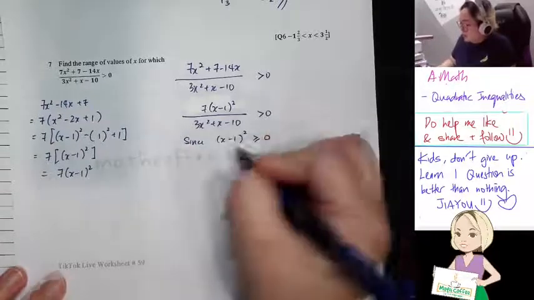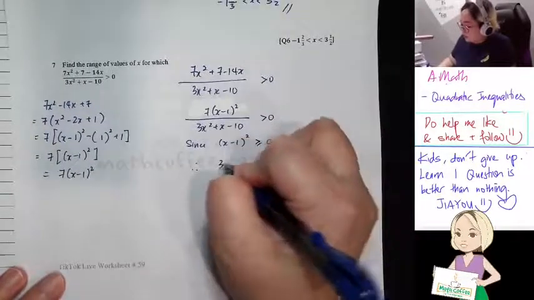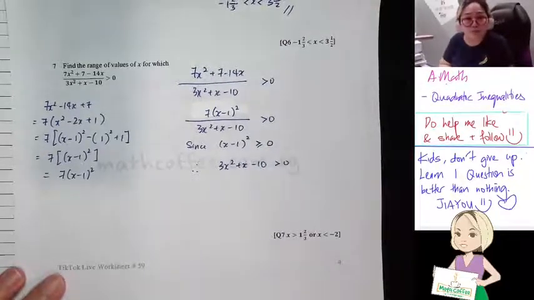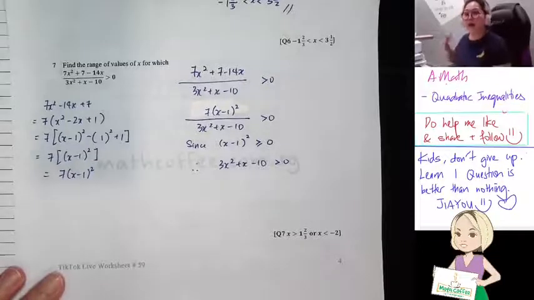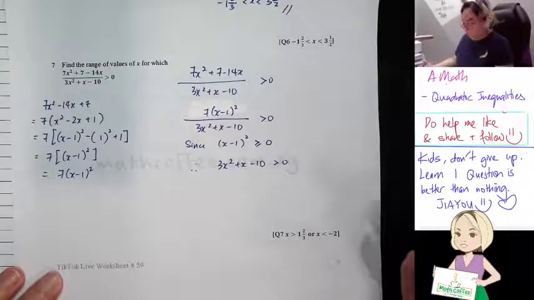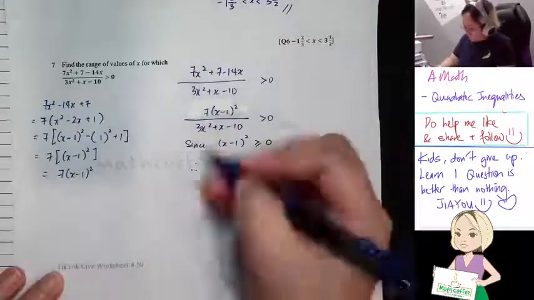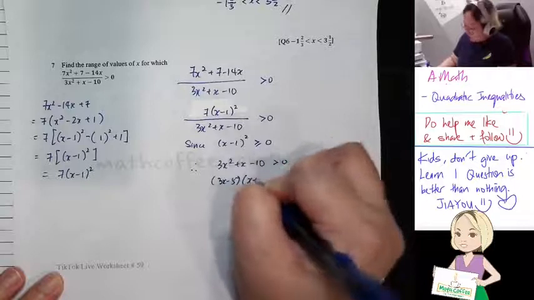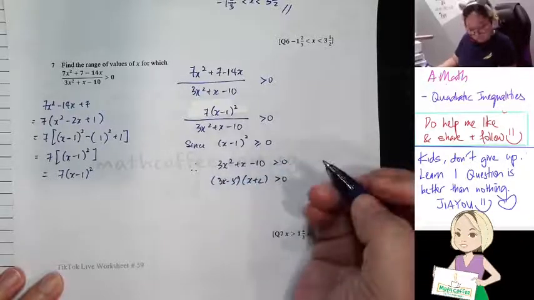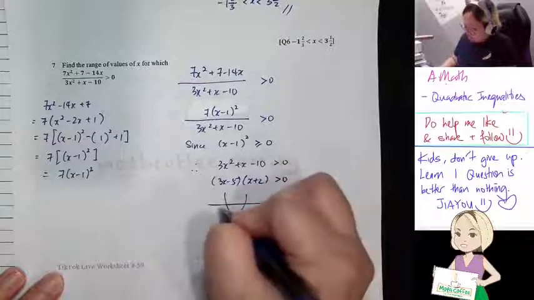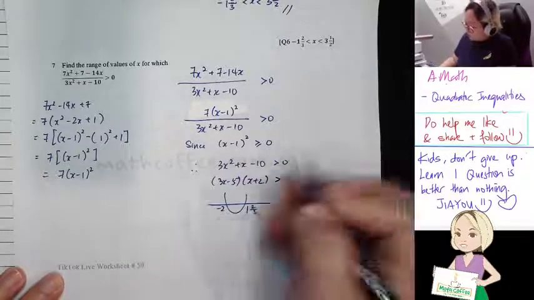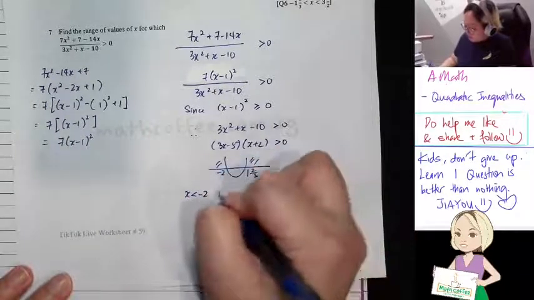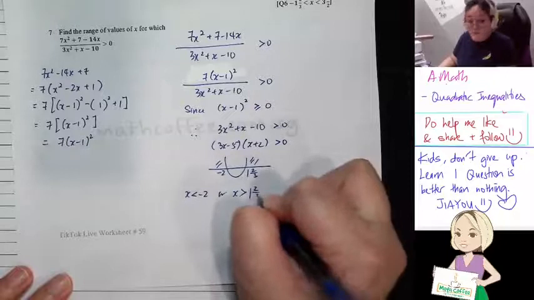So you will say, since the above is more than 0, therefore I want my 3x squared plus x minus 10 to be more than 0. Then it becomes a normal inequality that you need to solve. So it will become (3x minus 5)(x plus 2) more than 0. And then you draw your diagram. We have minus 2, we have 1 and 2 over 3, more than 0. So it becomes x is less than negative 2 or x is more than 1 and 2 over 3. Done.